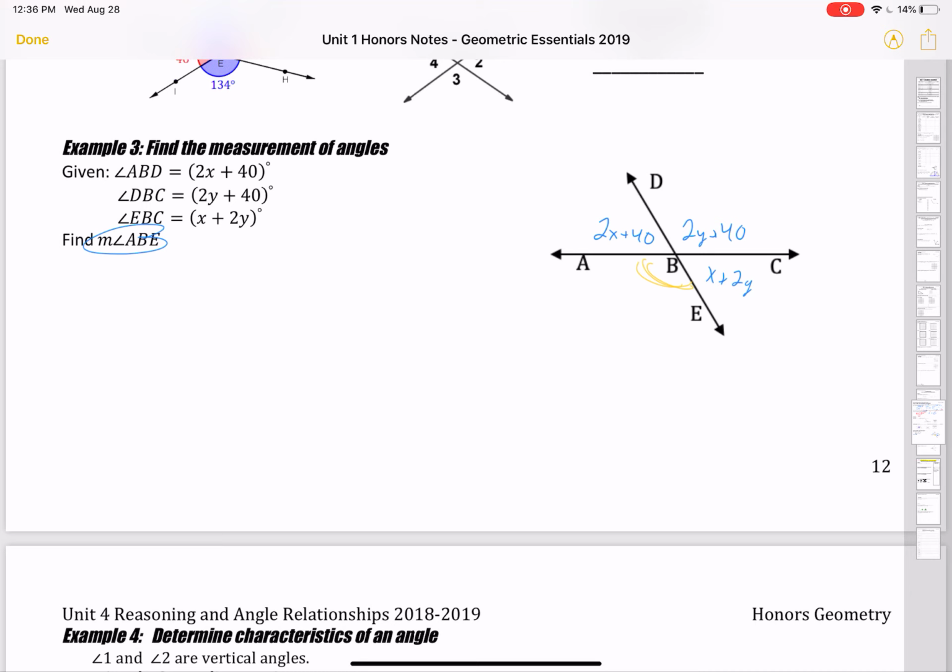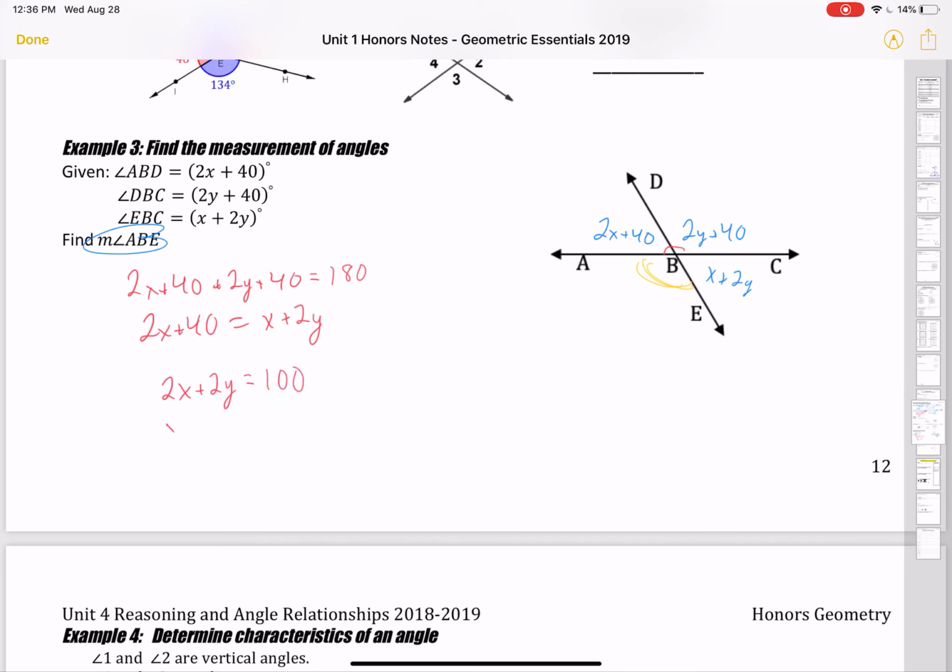So if I set this up, you got to identify the relationship first. So notice between these two angles, those form a linear pair. So 2x plus 40 plus 2y plus 40 equals 180. Now, I also have vertical angles here. I've got 2x plus 40 equal to x plus 2y. So now I've got a system of equations. I have to set this up so I can eliminate. So if I rewrite this equation, I'm going to get 2x plus 2y equals 100.